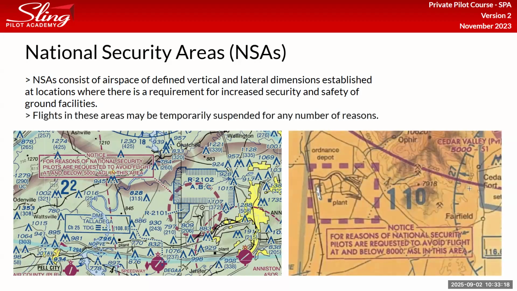Pretty self-explanatory. Same here, it might not be a circle, it could be a square, but the really thick dash line, national security area, and then they will have a box for it every time that says national security, requested to avoid this area at this altitude. Okay?